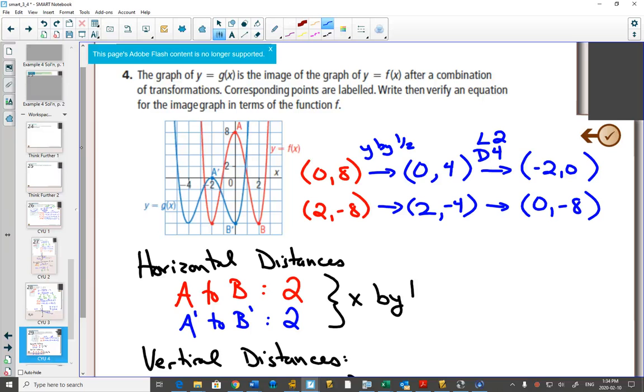Okay. Write and verify an equation for the image graph in terms of the function f. So we need an equation y equals, in terms of f, y by 1/2 would be in front of the function. Anything inside the function? Yes, we're going left 2, x plus 2 inside the function, and finally down 4 outside of the function.